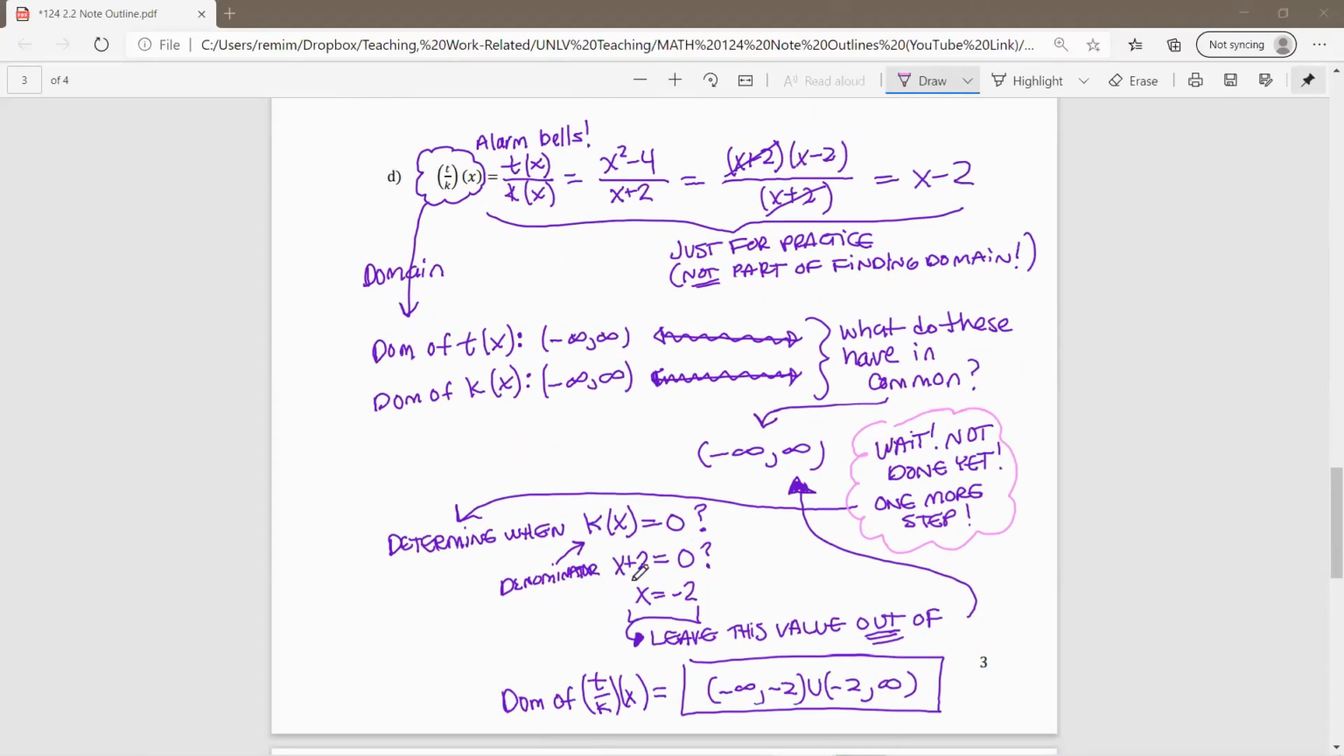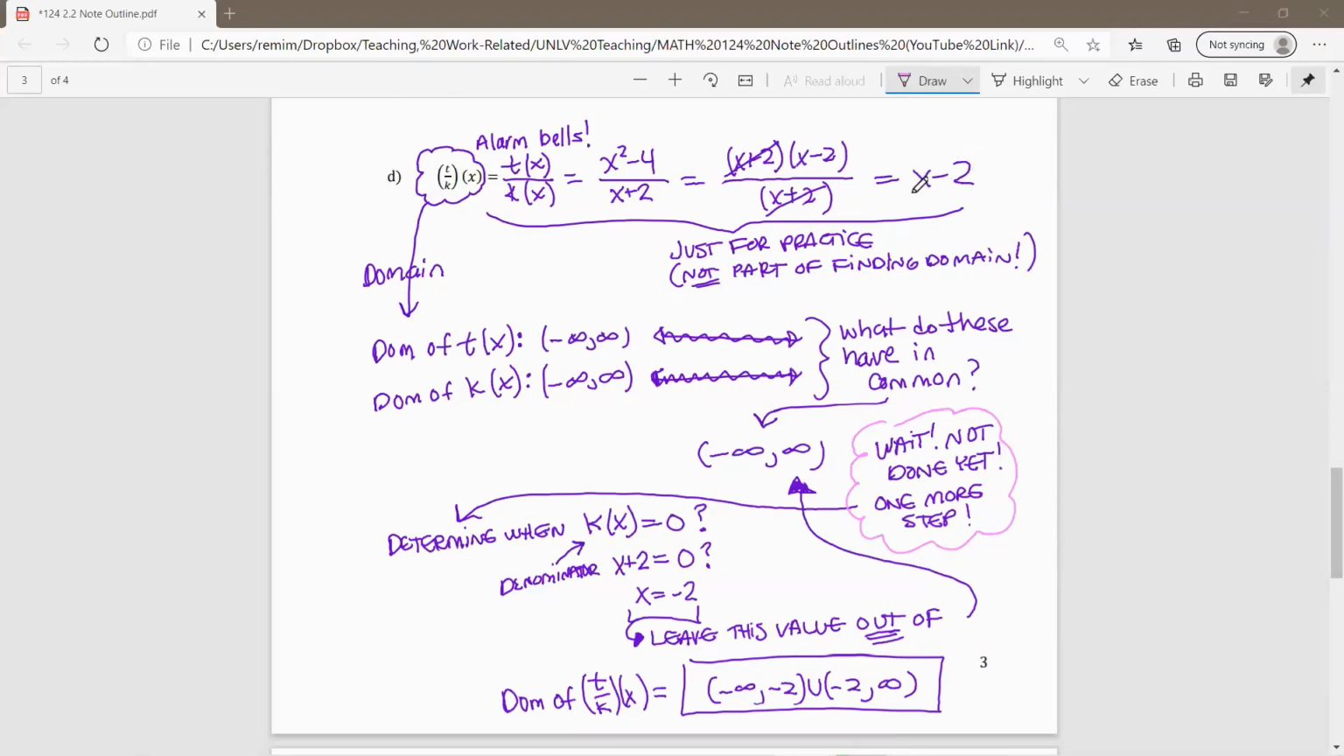Before I found the domain of this example, I first computed what t over k of x was equal to right here, and then I simplified it, and it simplified to x minus 2. So say you were given this as a question. Say you were given this function right here, x minus 2, and you were just asked to find the domain of this. What would your answer be?